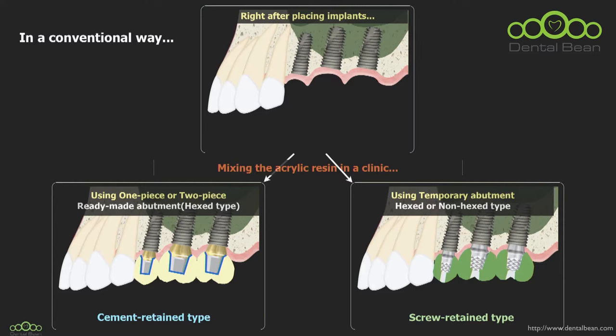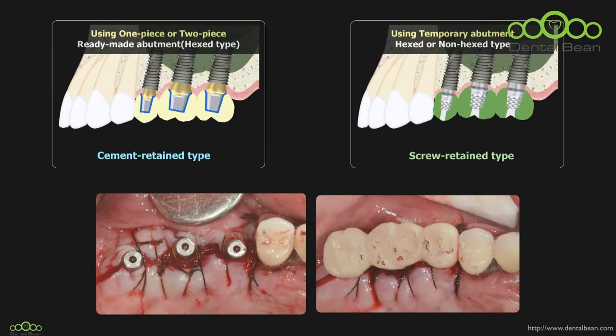And then, in a conventional way, you can make the immediate temporary restoration right after placing implant. After connecting this kind of ready-made abutment or temporary abutment, they can be a cementing type or screw-retained type. But as you know, with the mixing the acrylic resin in a clinic, it is not convenient. It's so time-consuming. So nowadays, I don't make the temporary restoration in this manner. But if you really want to do that, I want to recommend, please make the cementing type, like this case.